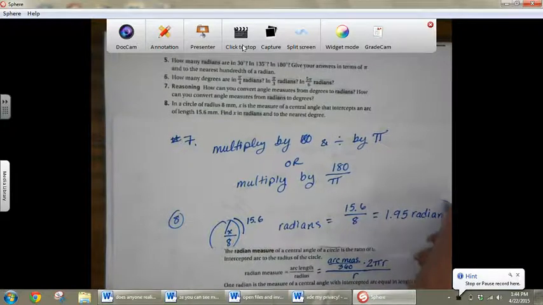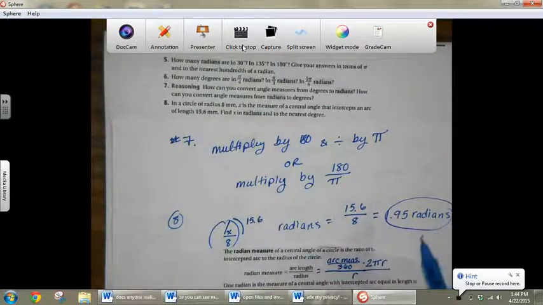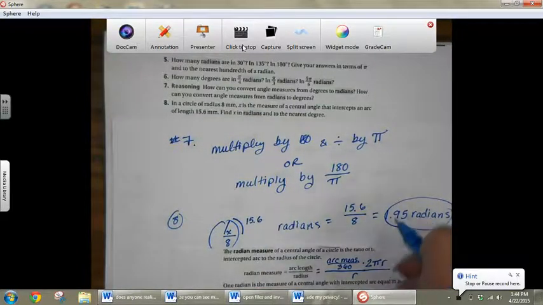Since they said rounded to the nearest degree, you don't want it in terms of pi. You actually want it multiplied out. Oh, can you tell that that's 1.95? I don't know.